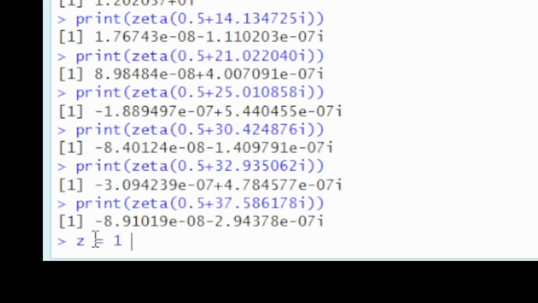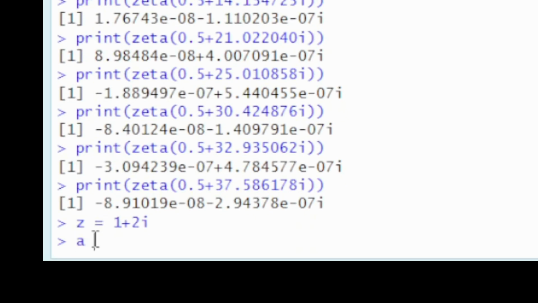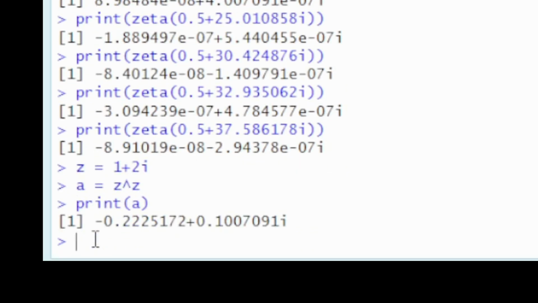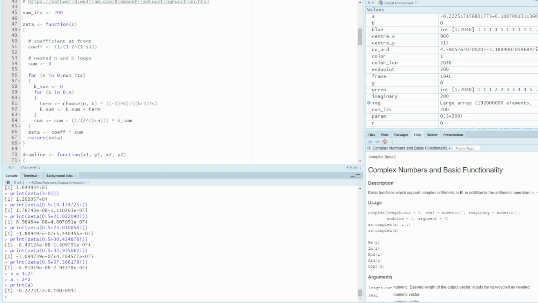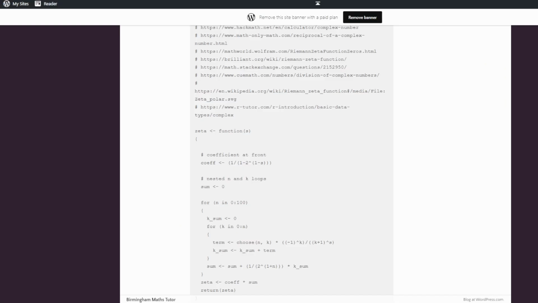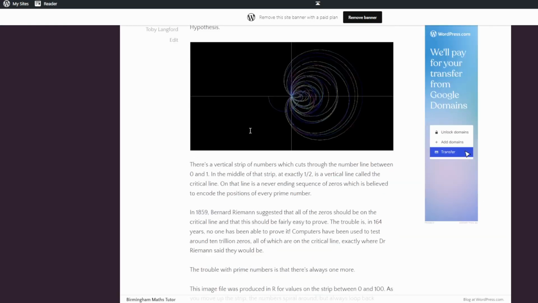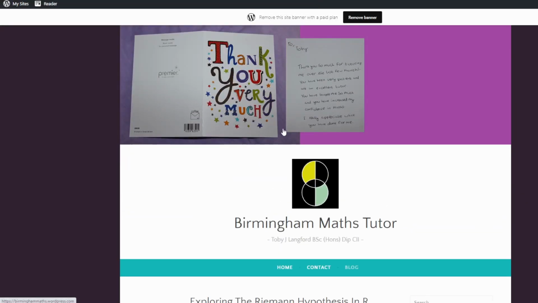Z equals 1 plus 2i. And then A equals Z to the power Z. And then print A. Look, it just handles it. Base R can handle complex numbers. So you can just concentrate on writing the code, and R handles the complex number aspect of it. If you want to see my code, there's a copy of it on my blog, and you're welcome to borrow the code. And I'll put links to all of these things below.